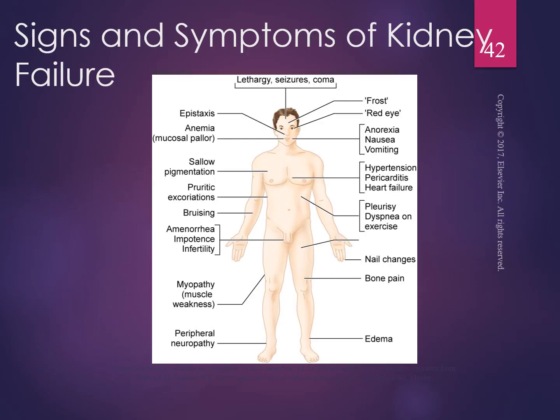So, signs and symptoms of kidney failure can be epistaxis, anemia, sallow pigmentation, pruritic excoriations, bruising, impotence, infertility, muscle weakness, peripheral neuropathy, edema, bone pain, nail changes, pleurisy, hypertension, anorexia, nausea, vomiting, red eyes, lethargy, seizures, and coma.